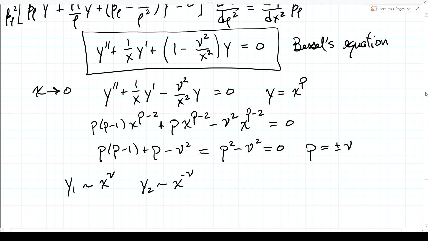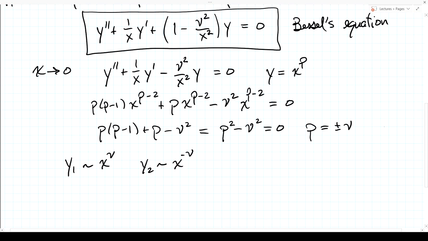Now, what about the special case of nu is equal to 0? Let's take a look at this equation, and let's look at if nu is equal to 0, what would that reduce to? That would reduce to y double prime plus 1 over x y prime is equal to 0. And that certainly has a simple solution. See, y1 is equal to 1. We'll solve that because the derivative of that is 0 and the second derivative is 0. That's trivial. But also, another solution would be that y2, or let's say it's asymptotic to, squiggly line there, log x would also work.